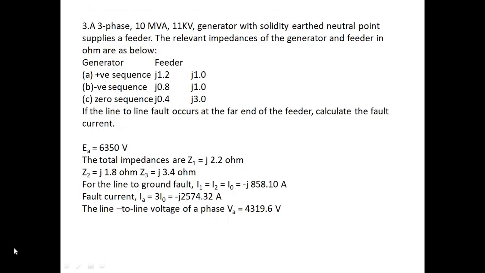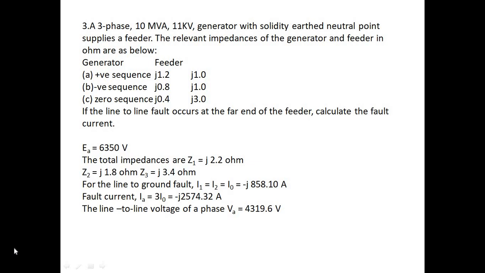Next one, problem. A three-phase 10 MVA, 11 kV generator with a solidly earthed neutral point supplies a feeder. The relevant impedances of the generator and feeder in ohms are as below. Positive sequence: 1.2 and j1.0. Negative sequence: j0.8 and j1.0. Zero sequence: 0.4 and j3.0. If a line to line fault occurs at the far end of the feeder, calculate the fault current.